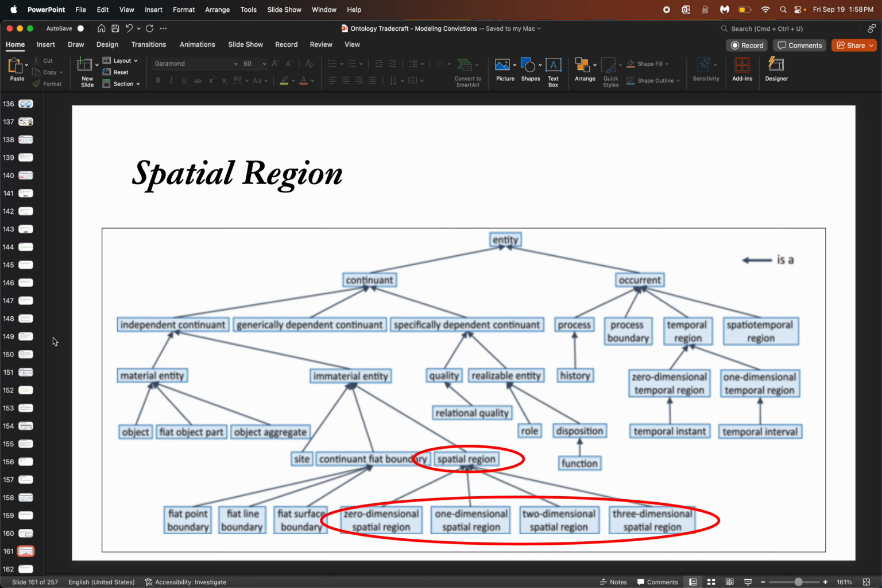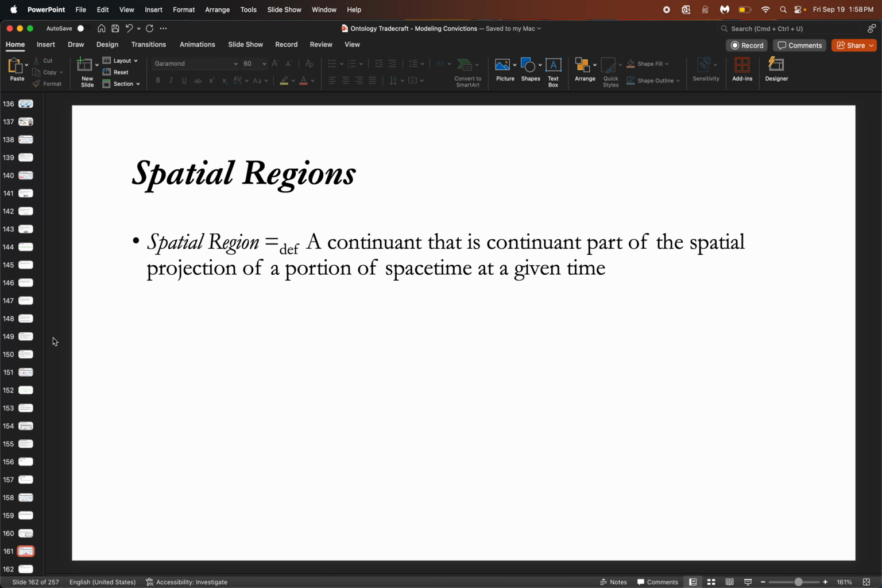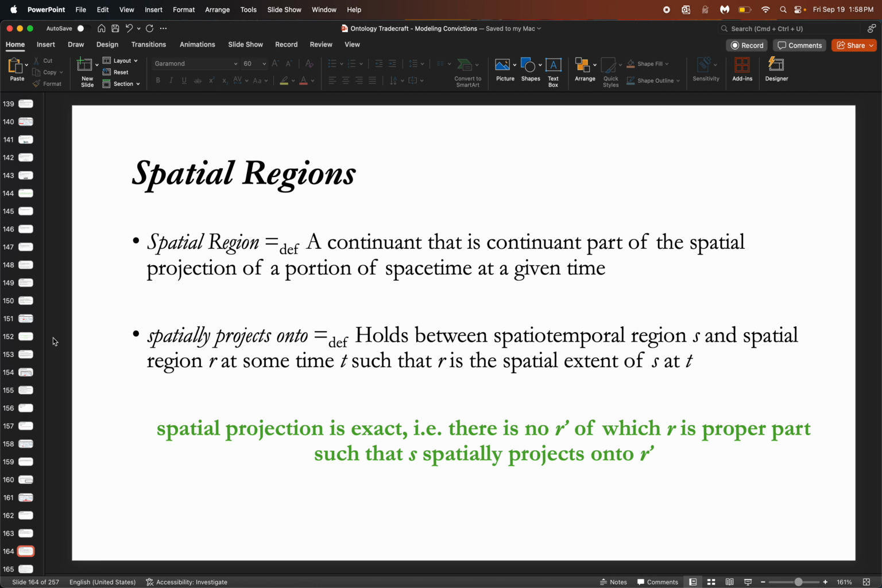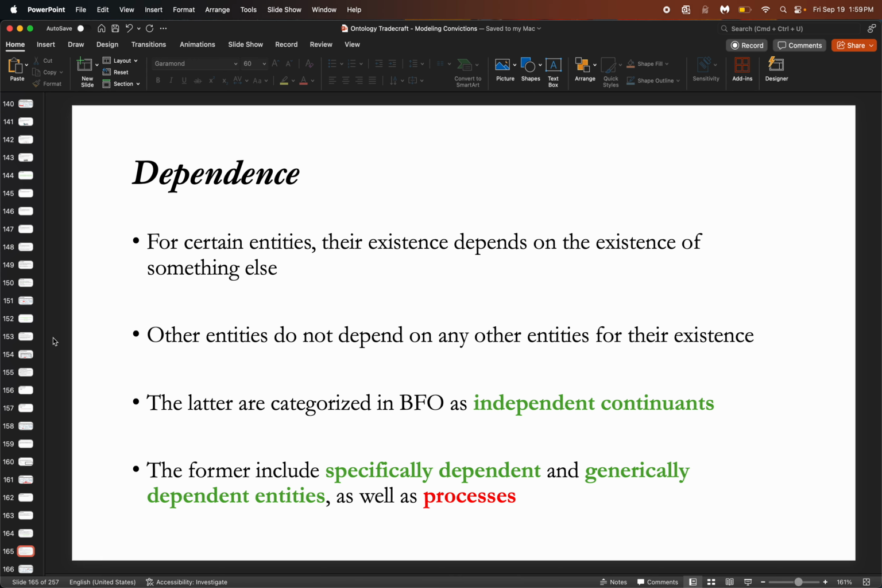Now, these are distinct from spatial regions, which are also immaterial entities, but they're continuants that are part of the spatial projection of some portion of space-time at a given time. Spatial projection is a relationship in BFO that holds between spatiotemporal regions, which are actually on the occurrence side. It's the way we bring together time and space, and a spatial region at R is its extent. So spatial projection in BFO is exact. So if something spatially projects onto some spatial region, it doesn't project on anything smaller than that. That's it. It's exact.